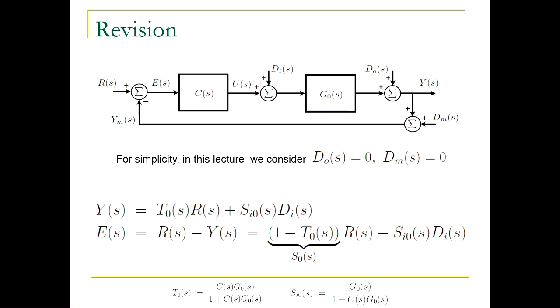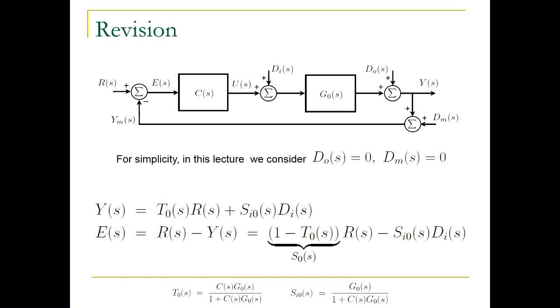So for simplicity, in this lecture we consider output disturbance and measurement noise to be zero, but similar arguments would apply if we consider non-zero values of these disturbances. Just to be a bit simpler, it's more manageable. So if we then set DO and DM to 0, then we are left with the DI disturbance and the reference input.